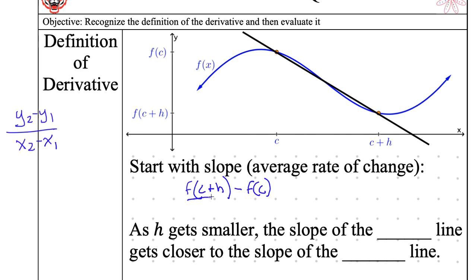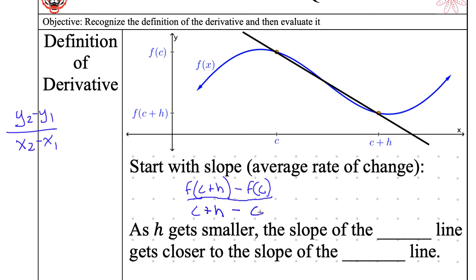What about the denominator? We're going to do our second x coordinate. Chris is on fire today. Yeah, c plus h, and then I'm going to subtract what? C. Andrea and Chris have it. C. That's slope. That's just our definition of slope.